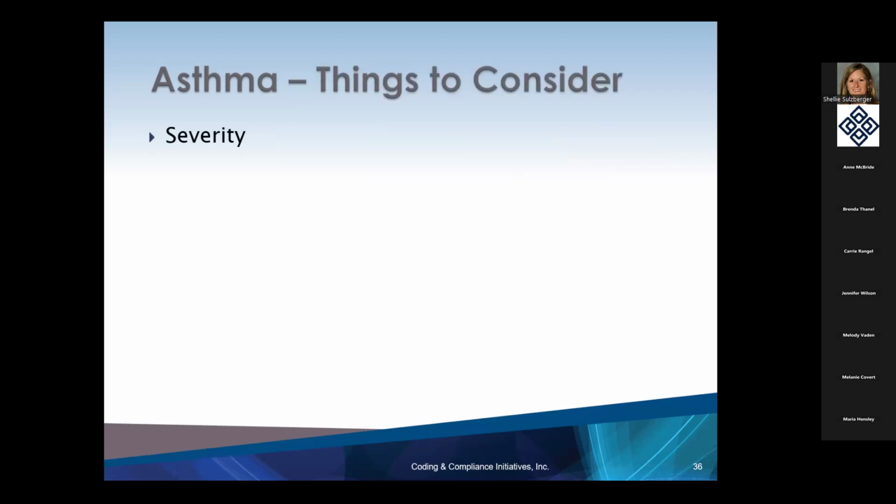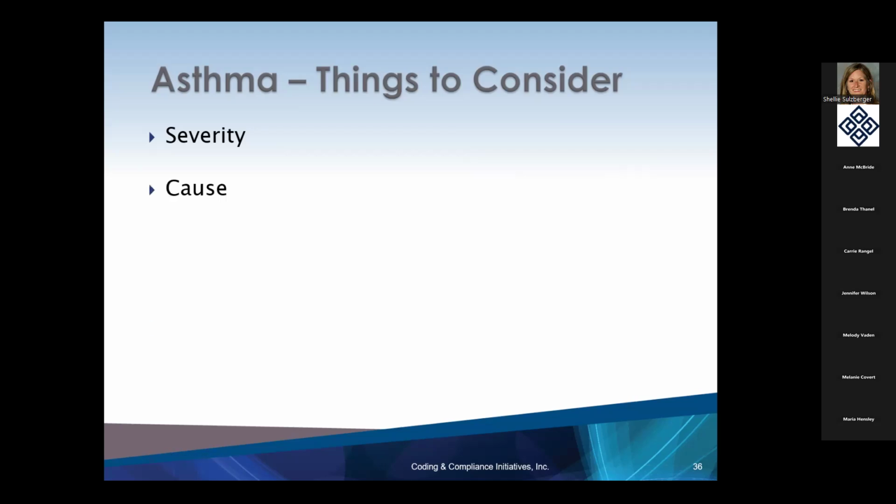So what do we have to consider with asthma? Severity. This is where I didn't put things under this one, guys, just because it's pretty evident based upon what the title is. We're looking for the severity of the patient's asthma. Is it mild? Is it moderate? Is it severe? So again, the severity.